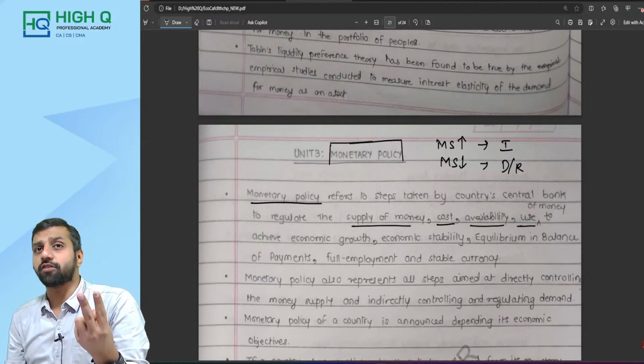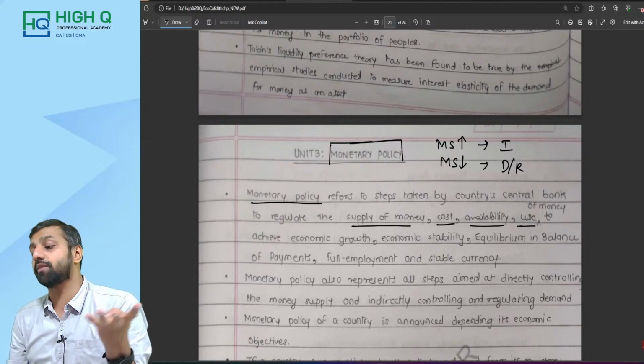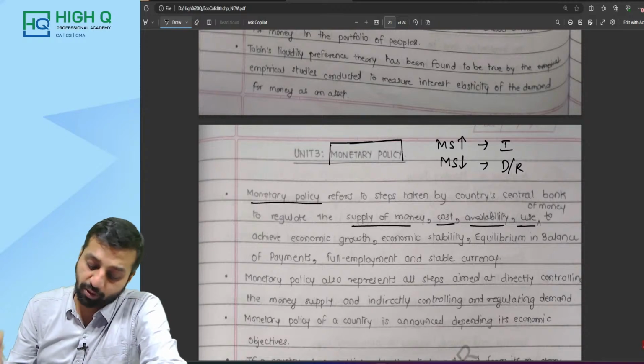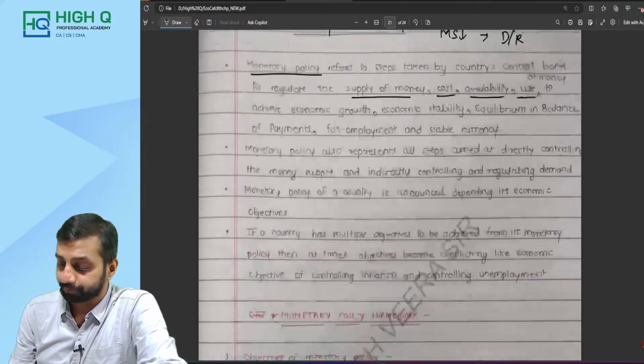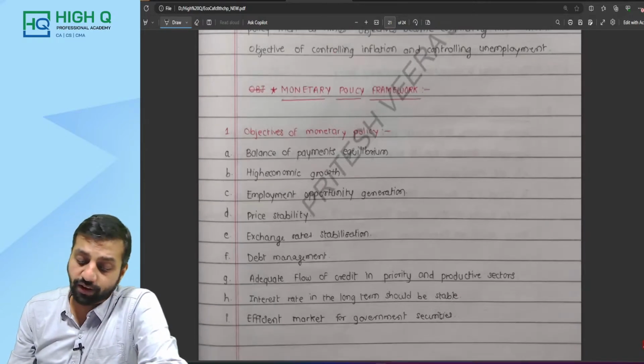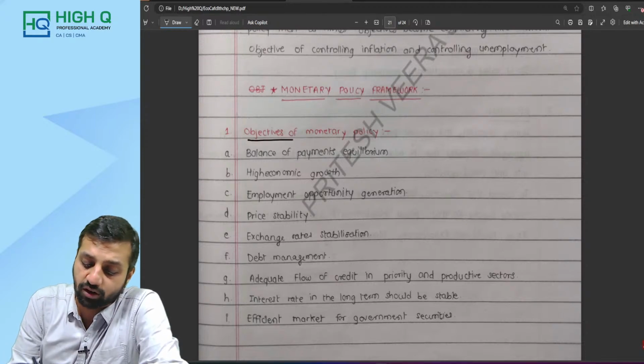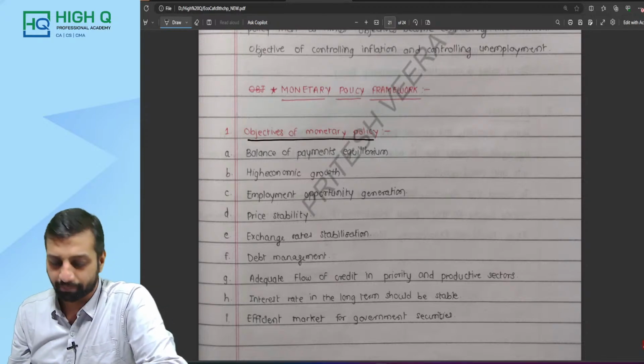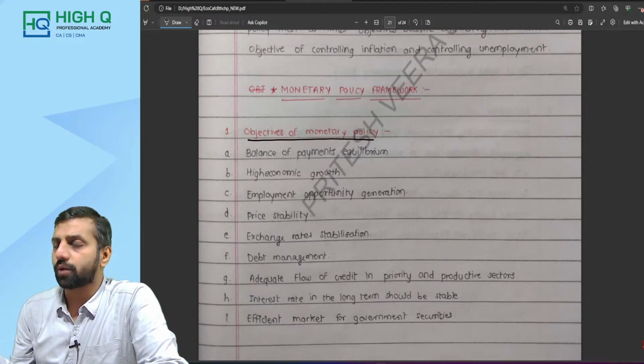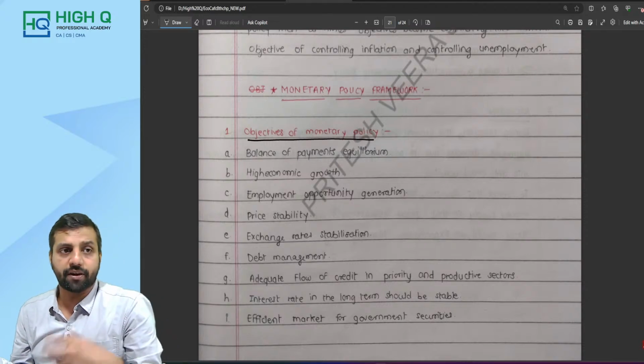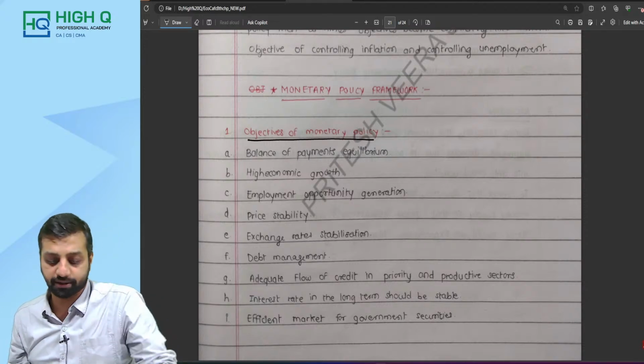The supply of money, how much will be the supply? What will be the cost of money? What is the availability of money? And what will be the use of the money? So, monetary policy is used for these purposes. Now, when you talk about the monetary policy framework, first you have objectives, very basic. What are the objectives? We want economic growth and development, opportunity of employment, exchange rate management.